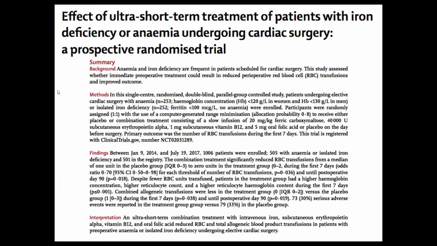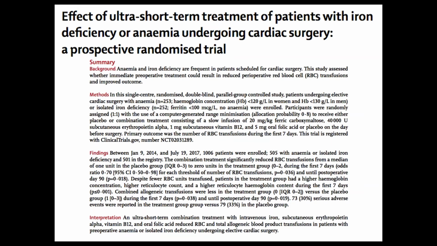Now, if we move to the Lancet, the first paper in the Lancet involves ultra-short-term treatment of patients with iron deficiency anemia who undergo cardiac surgery. This study was performed in Zurich, and what was done here is patients who were scheduled for open heart surgery who had either anemia, or if they didn't have anemia, if they had low iron levels, were eligible for this trial. They either got a cocktail of iron carboxymaltose and vitamin B12 and folic acid compared to a placebo infusion.